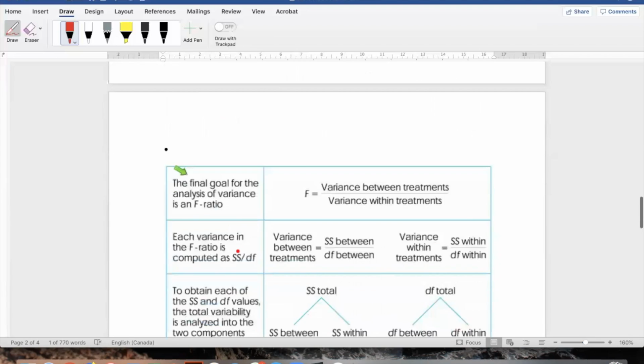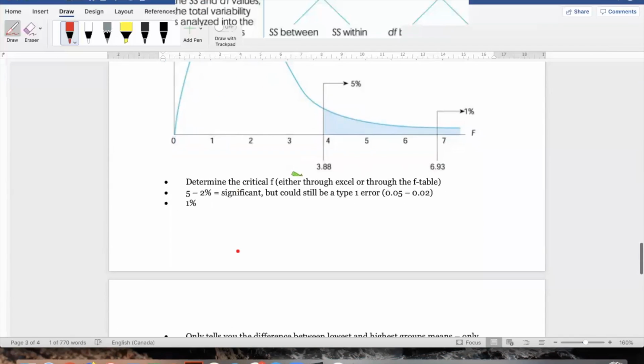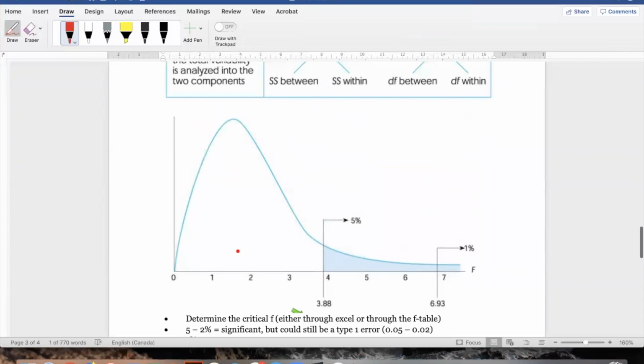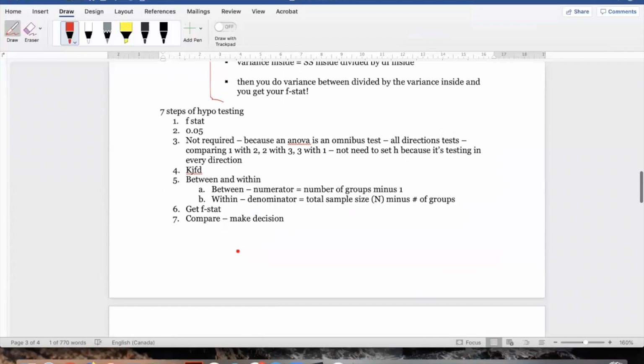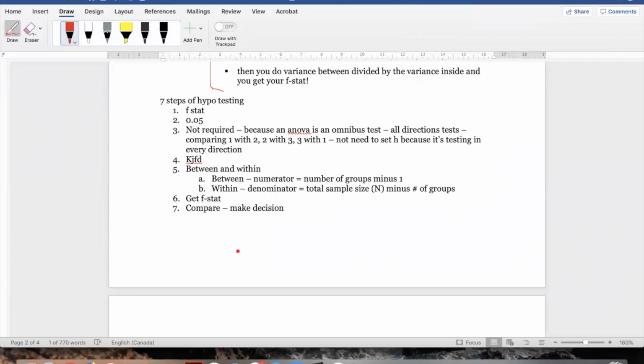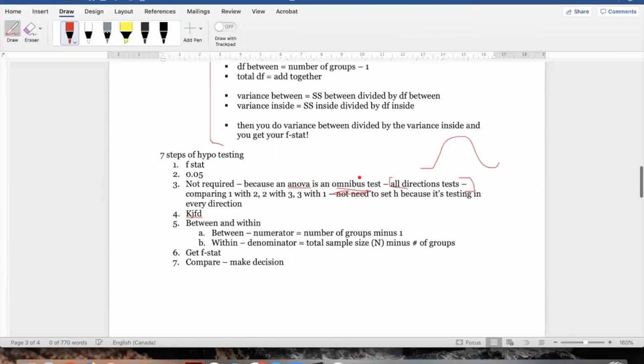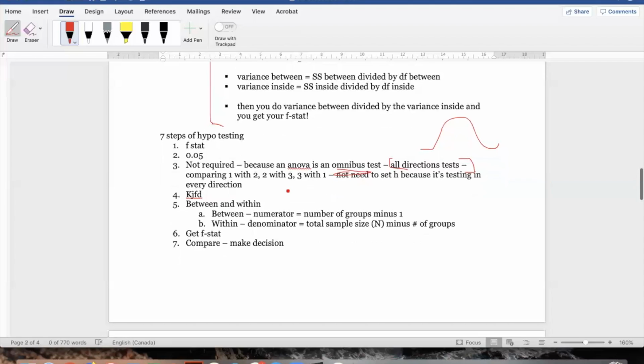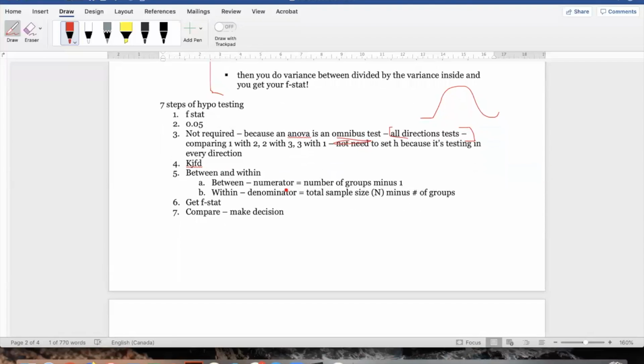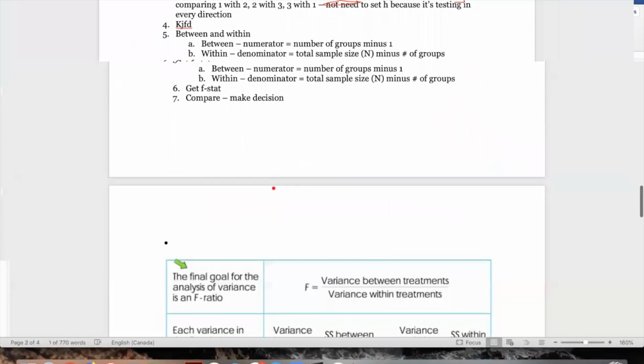So yeah, I like this part. You don't have a 1 or 2 tail. The ANOVA test is what they call an omnibus test, but basically all that means is that it tests in all directions at once. So you wouldn't have that 2 tail shape. Imagine it more like this one, where you just have this kind of thing going on, okay? As we're working through the F stat and everything like that. I'll show you how to do this. You get your F stat, compare, and make the decision.